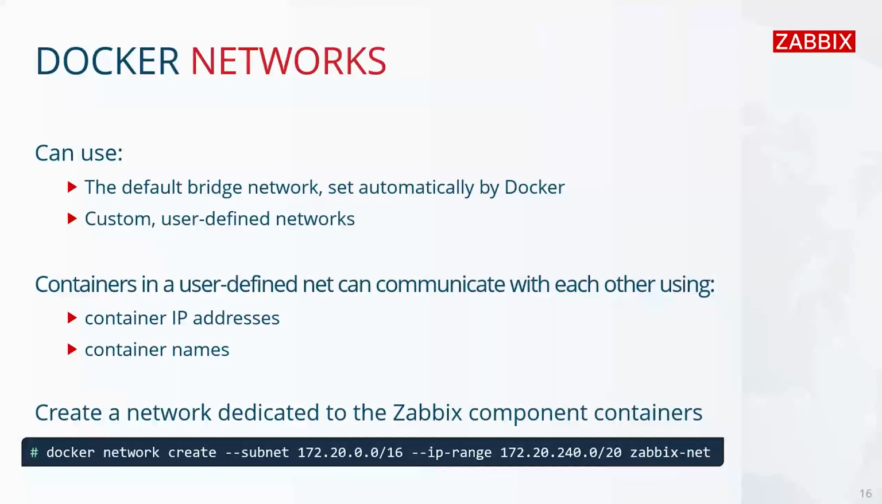One of the useful features is Docker networks. You can use either the default bridge network, which is set automatically by Docker, or make your own custom user-defined networks. In a user-defined network, you can use either container IP addresses or container names. Also, it can be useful to isolate some containers from other containers, or maybe just group them together.